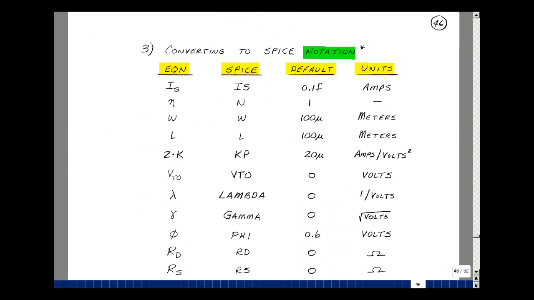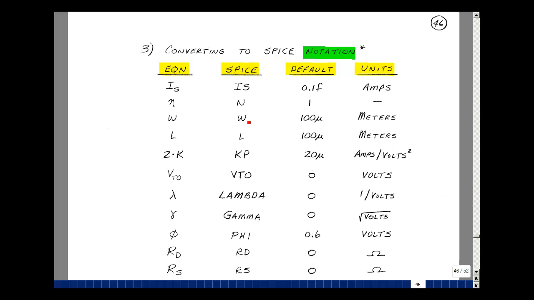We next need to convert our equation notation to SPICE notation. The first few terms here we've had before, we've had I sub S as IS, eta as N, 2K as KP, and VTO as VTO, with the default values shown here. Now what we've added is width and length, and the default values are 100 micrometers.